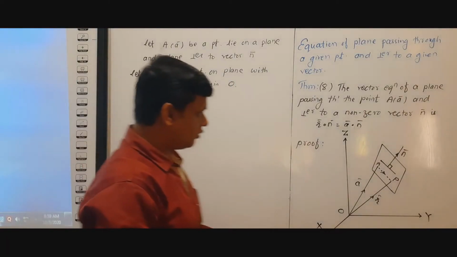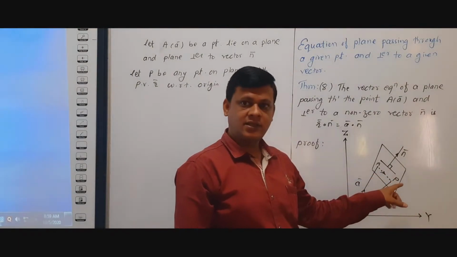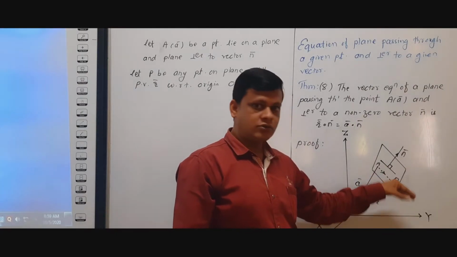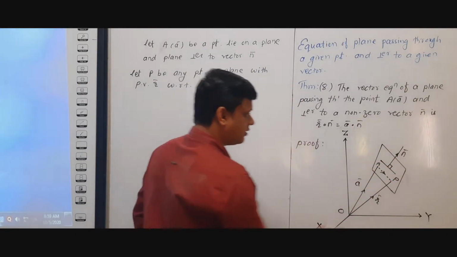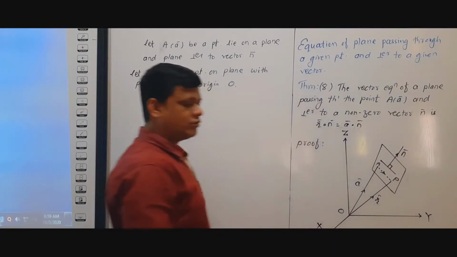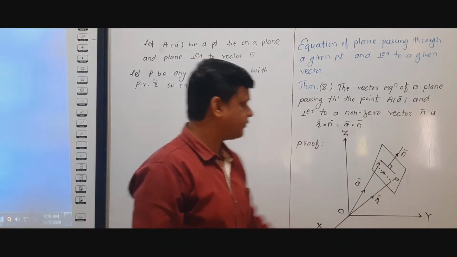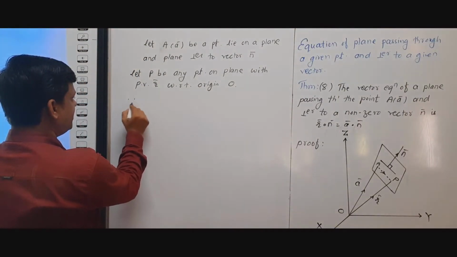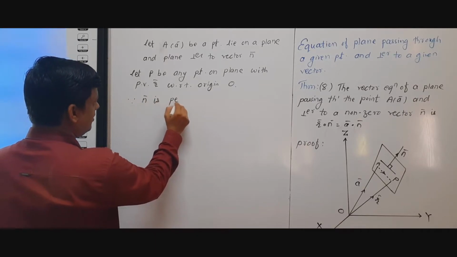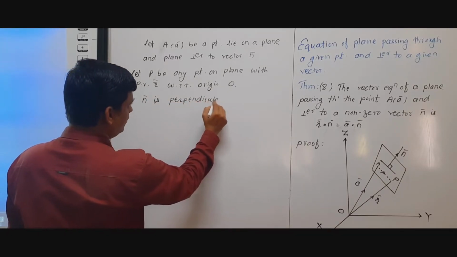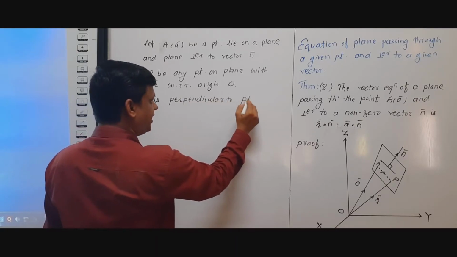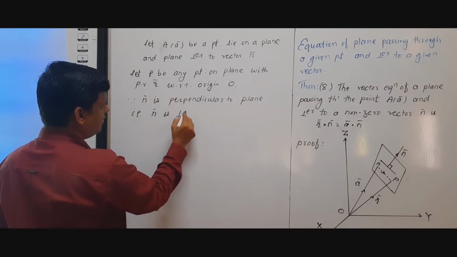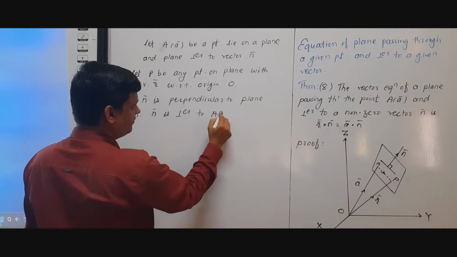Now these 2 points lie on this given plane. That means this AP also lies on that plane. So this vector n bar is perpendicular to this AP. So we write here, since n bar is perpendicular to the plane, that is n bar is perpendicular to AP.